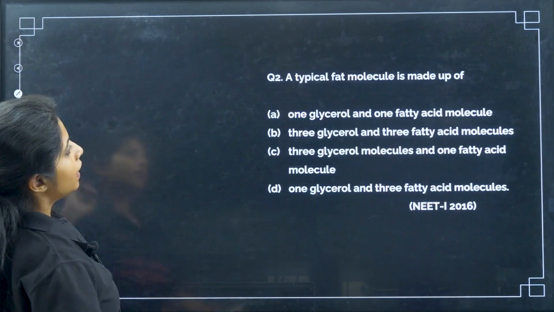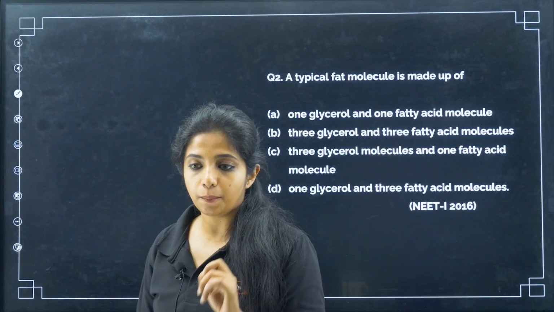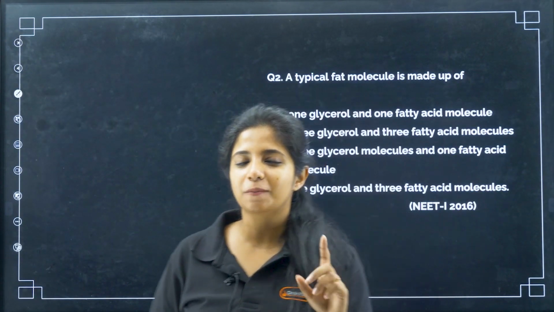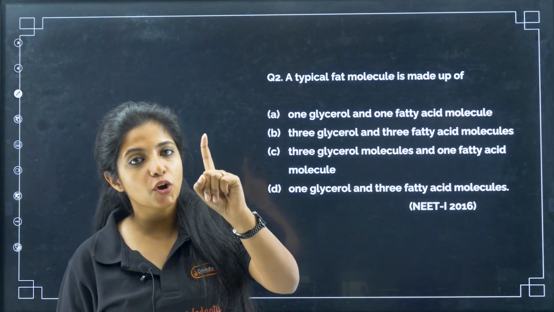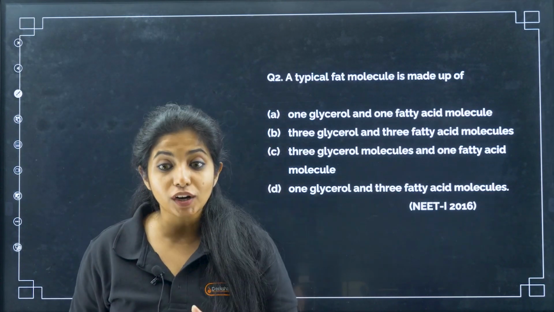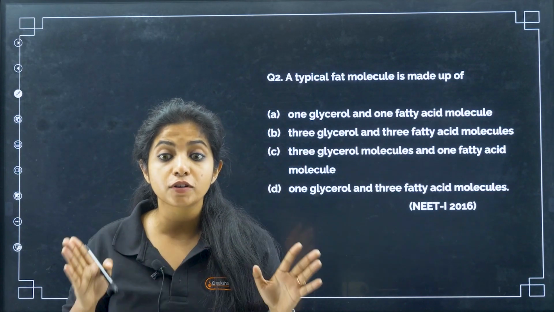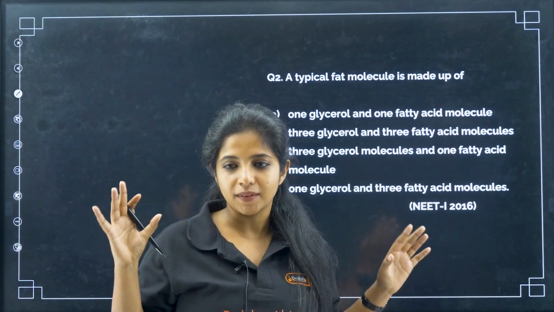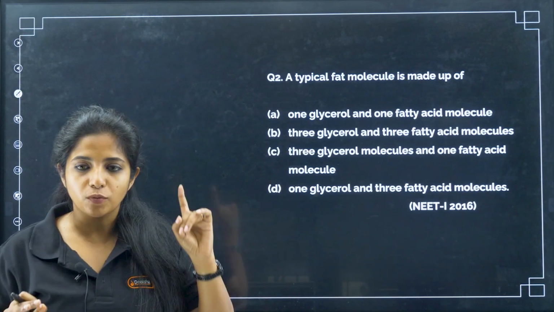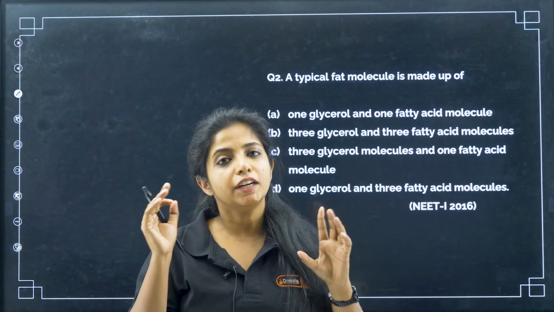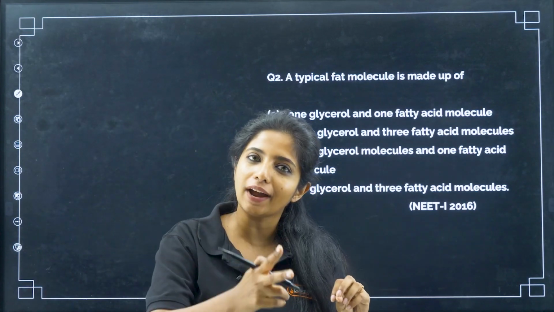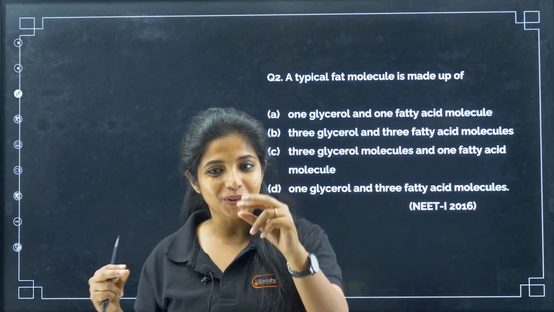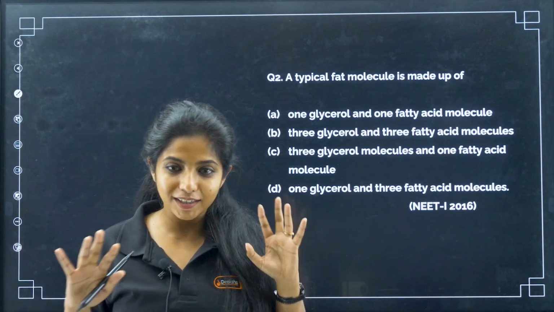Fine. Now, a typical fat molecule is made up of a glycerol, okay, a glycerol and 3 fatty acids. To a glycerol molecule, 3 fatty acids can come and join, my dear children. You get it? 1 glycerol and 3 fatty acid molecules is the thing. So a typical fat molecule is made up of 1 glycerol and 3 fatty acids. It is known as triglyceride. If you have 2 fatty acids, it is known as diglyceride. Okay? Fine, this is how it works.